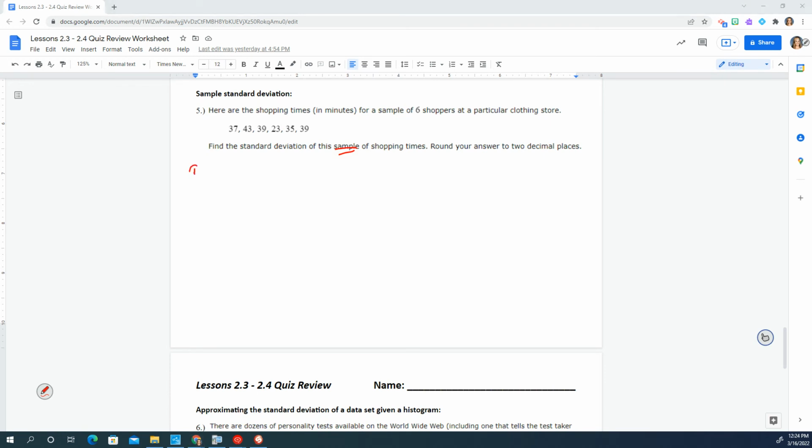Okay, so I'm still going to start by finding the mean. Again, that part doesn't change, so this one's x bar for a sample. I'd still just add these all up and divide by 6. So I got 36. Then we find the variance.